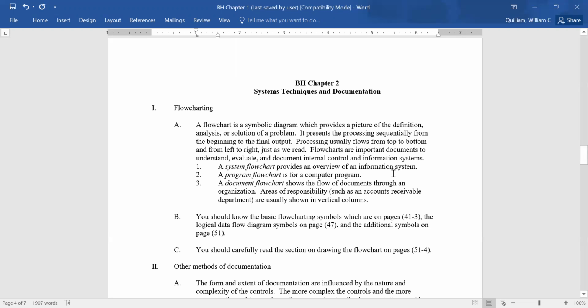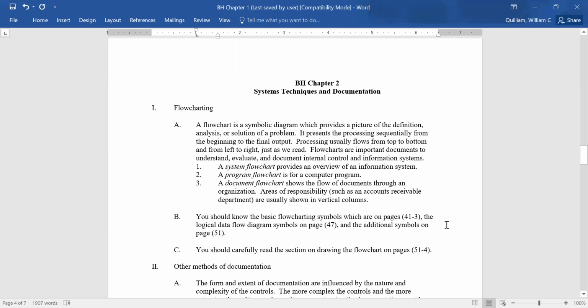Then accountants don't deal too much with number 2, a program flowchart. That's for a computer program. That would be for a programmer. And number 3, accountants do deal with these, and this is the most likely thing to be on the CPA exam. A document flowchart shows the flow of documents through an organization. And areas of responsibility, such as accounts receivable, are usually shown in vertical columns.